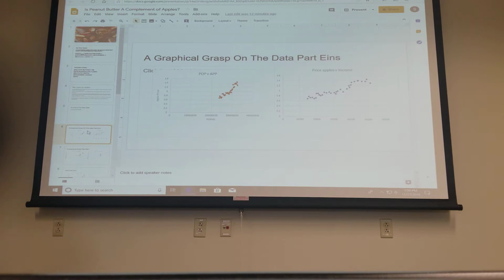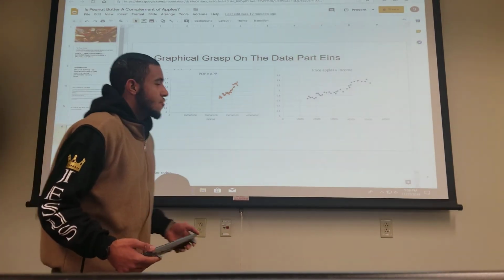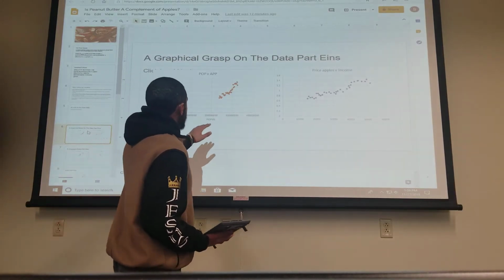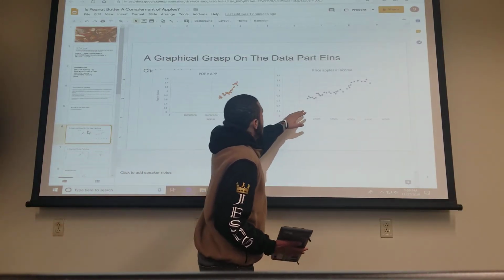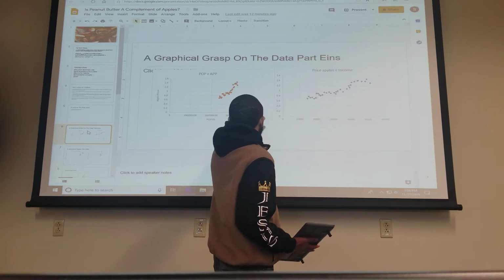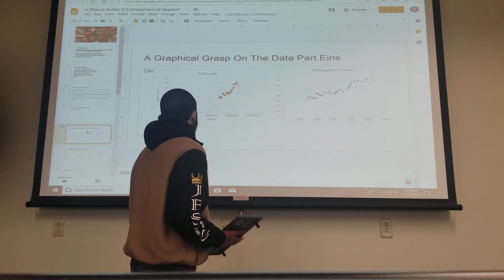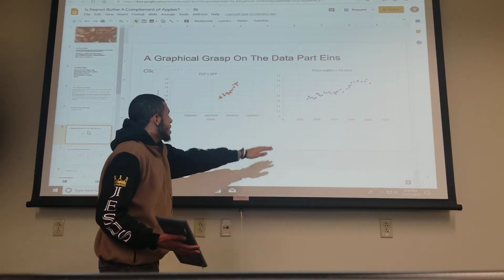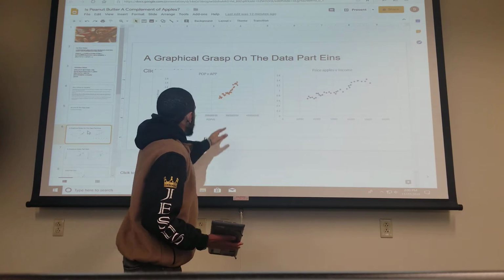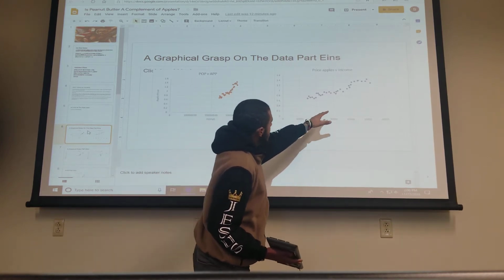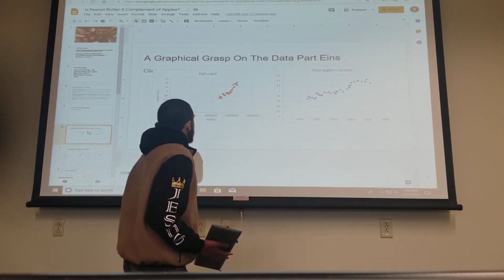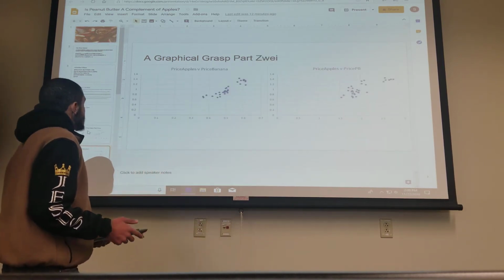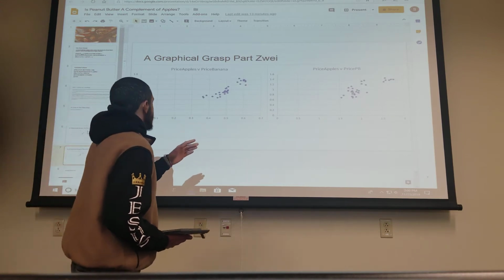Okay, so a graphical grasp on the data, part eins, and for those of you who don't know, that's 1 in German. Taking a look here, we can see that it's pretty homoscedastic. There's not much trumpeting going on, not much funkiness in the data here. I was pleased with that. We have apples on the y-axis, and our variables on the x-axis. Very nice spread here. You can say it's a positive linear relationship, and I was quite pleased with that. Very little heteroscedasticity.